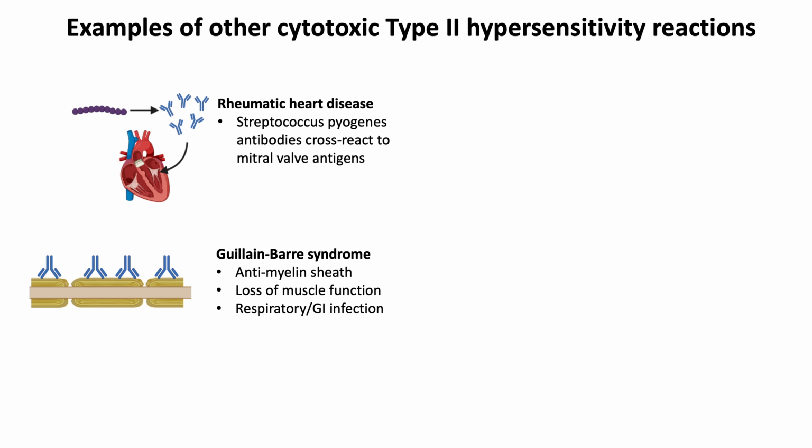Guillain-Barré syndrome is a syndrome in which antibodies bind to the myelin sheath, and so these anti-myelin sheath antibodies can lead to destruction of it, loss of muscle function. This particular syndrome is associated with some respiratory and GI infections, although the mechanisms whereby these infections induce anti-myelin antibodies are very poorly understood.